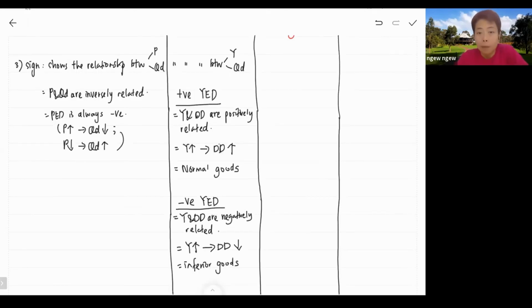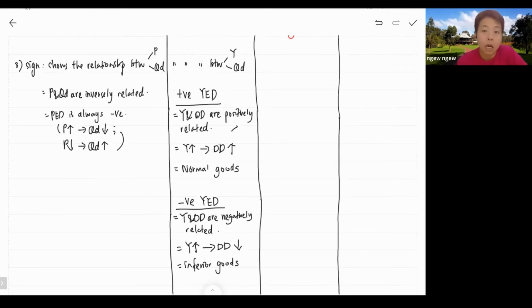Okay, let me just roughly recap what I have mentioned just now. When we talk about the sign of YED, PED, or XED, or whatever, the sign is basically showing you the relationship between the two variables in the formula. So for the sign of YED, it is showing you the relationship between income and quantity demanded. Therefore, when it is positive YED, it shows that income and demand are positively related. When income rises, you will buy more of this thing.